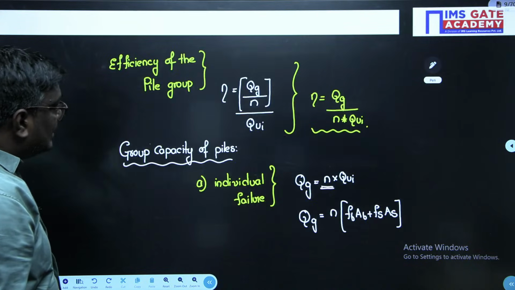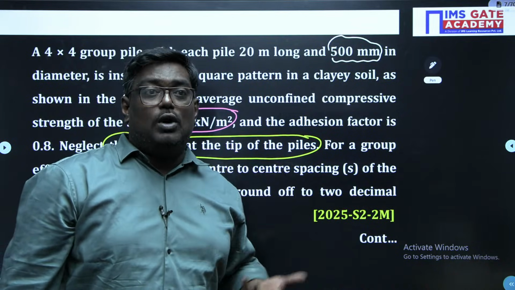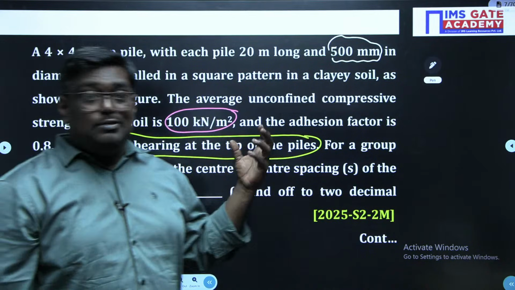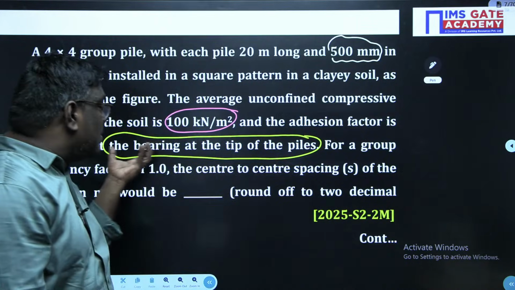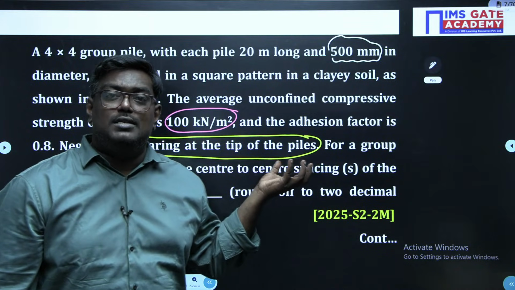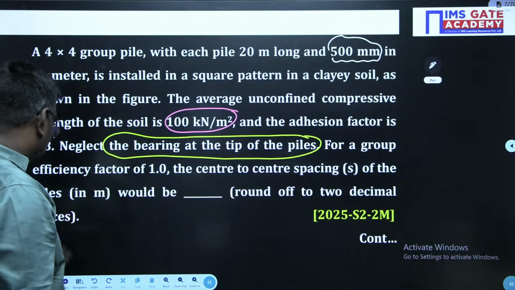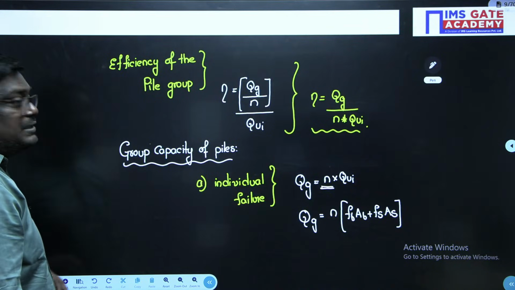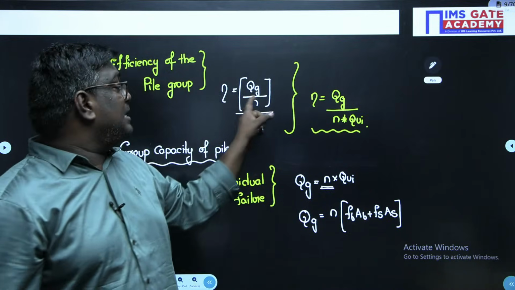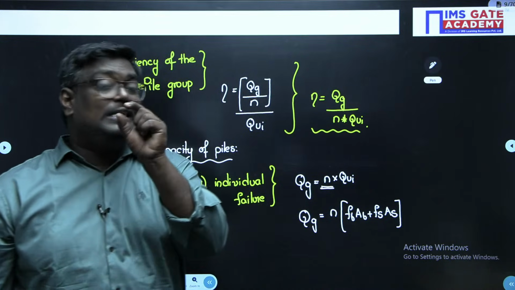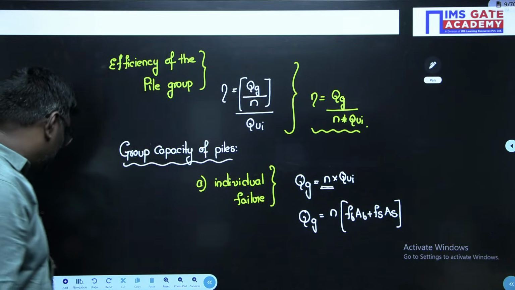See, whenever there is a question here, try to understand the question first. Whatever the given data, try to have it. Whenever they tell something, it has some significance. So when they told end bearing at the tip of the piles is not considered, neglect means we should not consider that. And you have to see what they have asked, efficiency. Because efficiency is usually expressed in percentage and we multiply with 100. But you have to see the value over there. So these things are very important. So please go through this slide, my dear students.